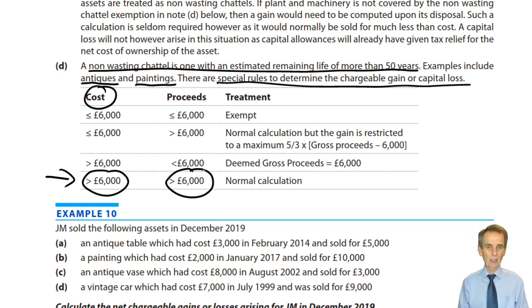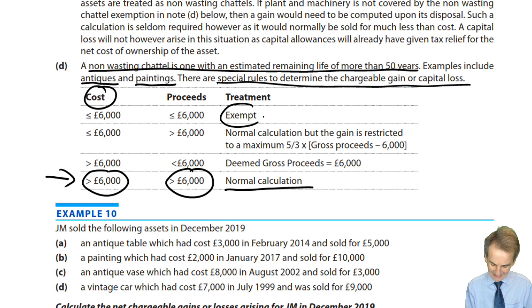And that £6,000, the chattel exemption limit that we'll refer to in a moment, is an important figure for us to know. But if we both buy and sell for more than £6,000, so you sold for £20,000 and bought for £12,000, it's a normal gains calculation. Proceeds 20 less cost 12, that's a gain of £8,000. But there's this chattel exemption limit below which the disposal is exempt.